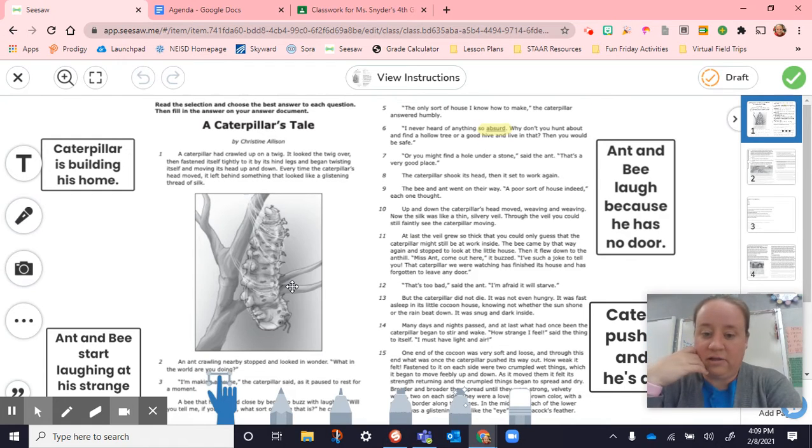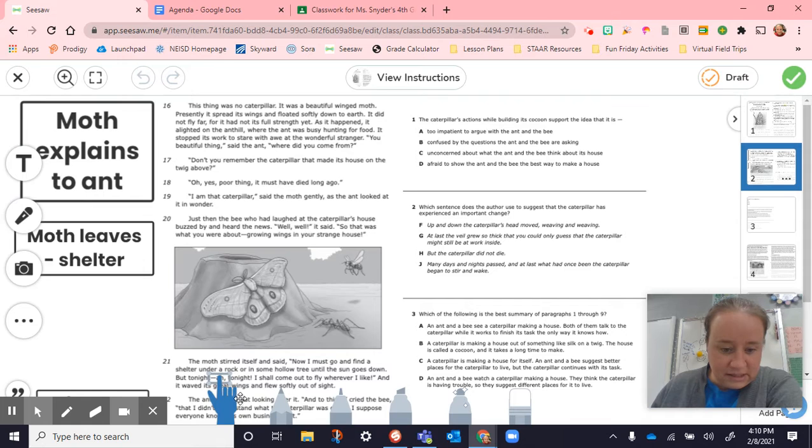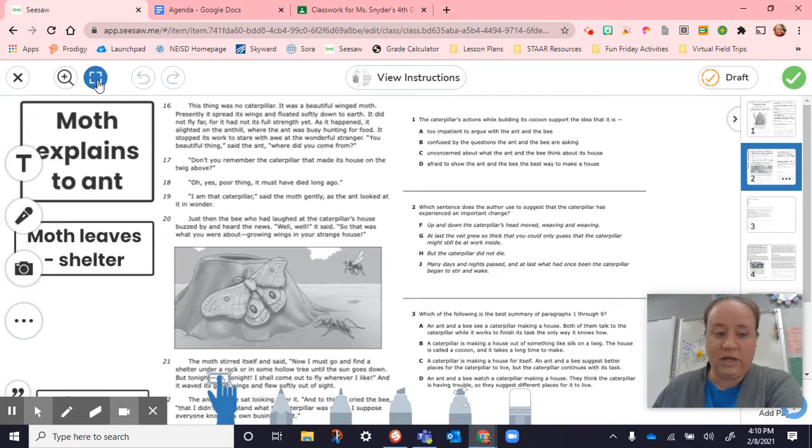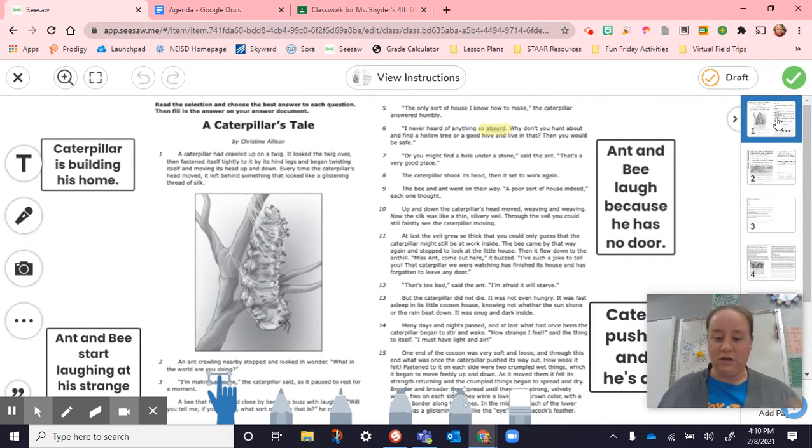Then he closes himself all up, and he looks like he's hiding in there, and they notice that he doesn't have a door. So he starts laughing because he has no door. Eventually he comes out, and he's a moth, and they're all like, oh my gosh, we should have minded our own business and let him do his own thing. That's the lesson in the end: take care of yourself. It says, everyone knows his own business best. So he knew what he was doing the whole time, and he didn't let the others deter him from his goal. So there was a lesson at the end.